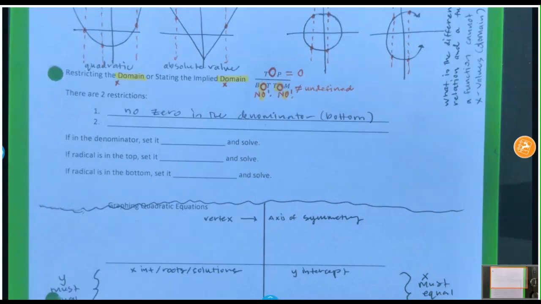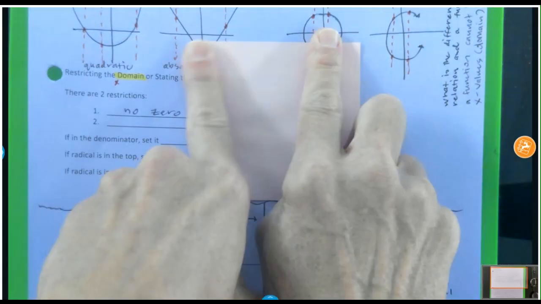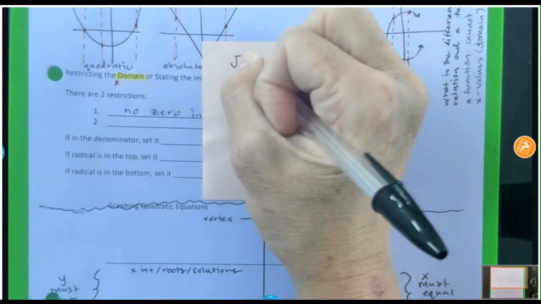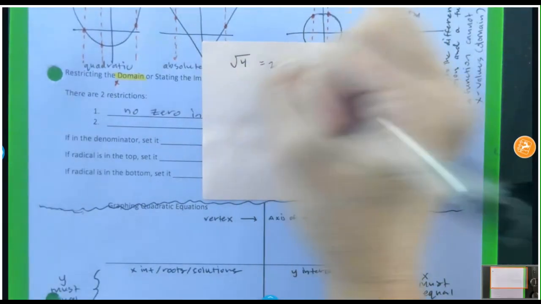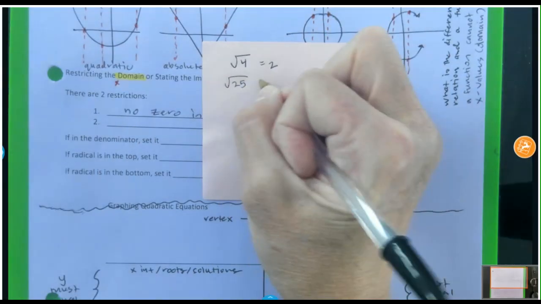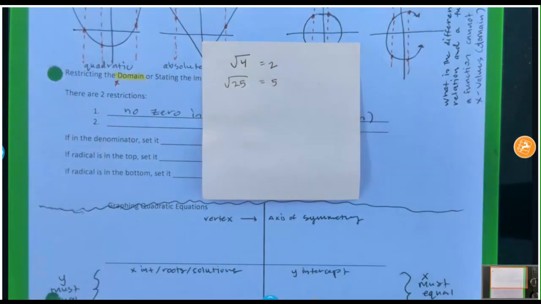Now, you don't have to write this on your packet, but let me just write it on a sticky note so we can talk about it. This is a review. All right, what is the square root of 4? 2. All right, what is the square root of, let's say, 25? 5. Okay, so that's okay, right? We can take the square root of those numbers.